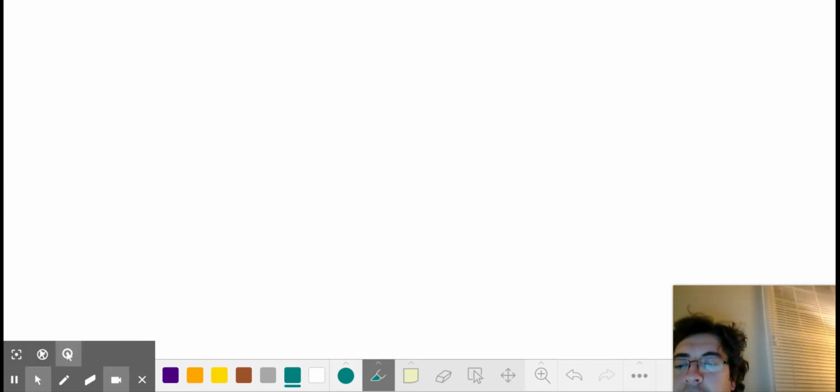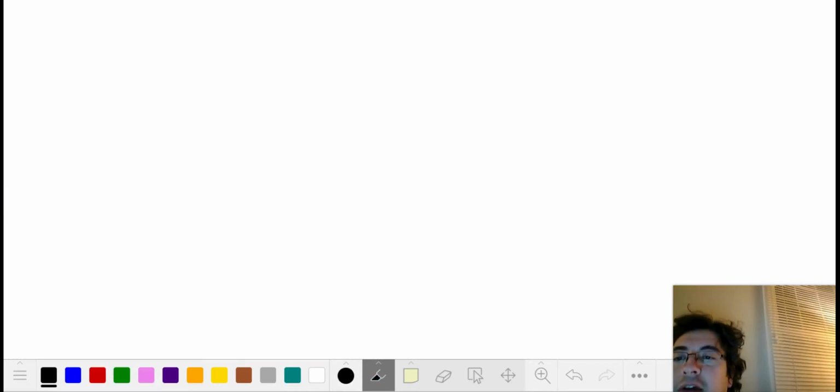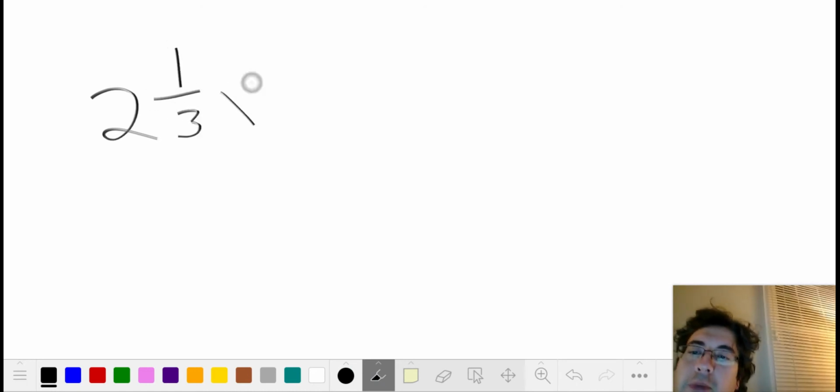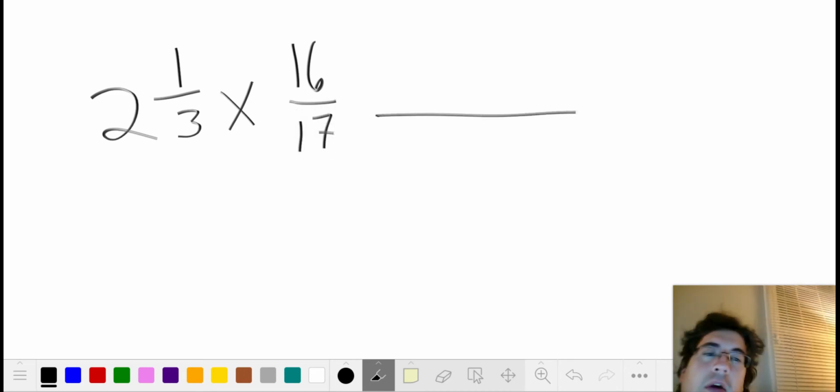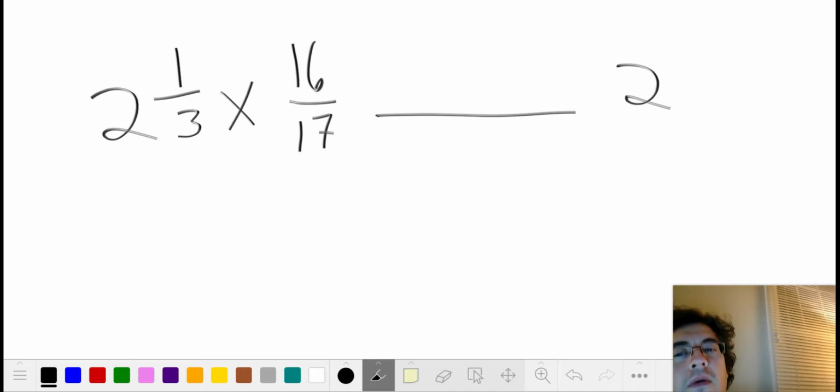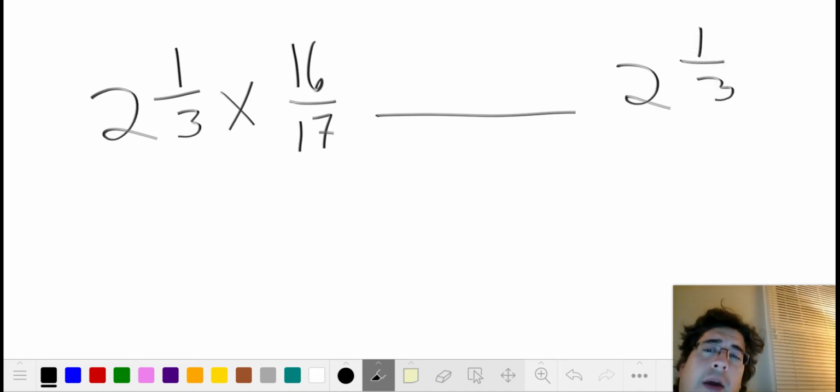So you're going to have to answer questions like this. Let's imagine we have 2 1/3, and we want to multiply it by 16 seventeenths. And we want to know how multiplying 2 1/3 by 16 seventeenths is going to affect it. Is it going to stay the same? Is it going to produce a number larger than 2 1/3? Or are we going to get a number that's less than 2 1/3?